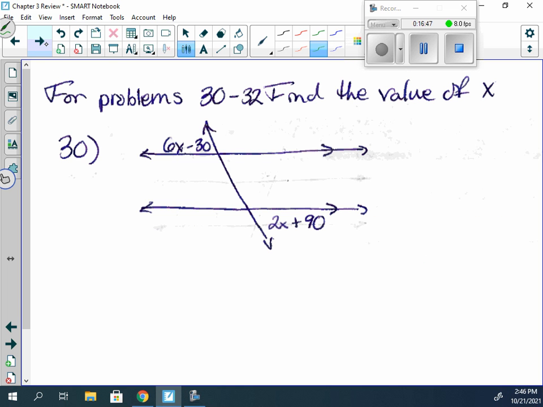All right, guys, let's look at problems 30 through 32. We are told that the two lines are parallel, cut by a transversal. We want to find the value of x. Is there one of these in particular that y'all want to look at? 32? Yes.